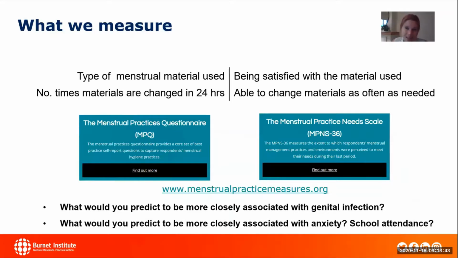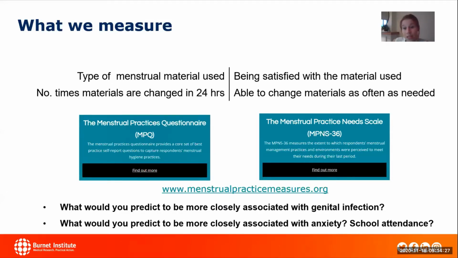And I think they're a nice example of how the way that we select concepts for measurement can influence our understanding. So for example, if we measure menstrual practices, like we've done in a lot of menstrual health studies, we might measure the type of material someone uses, or the number of times they change it in a 24-hour period. In contrast, if we measure the user's perception of their practices, we might measure if a respondent is satisfied with the material they're using, if they're able to change it as often as they need or want to. Both of these are consistent with the topics that we're interested in understanding menstrual health, but they're very different constructs and they give us a different window into this topic.